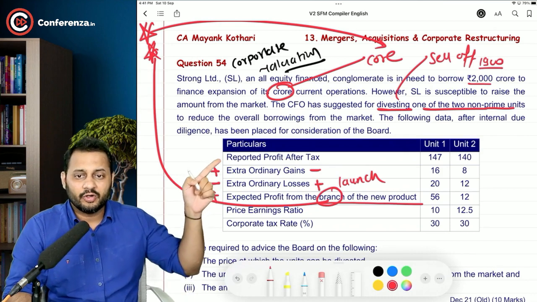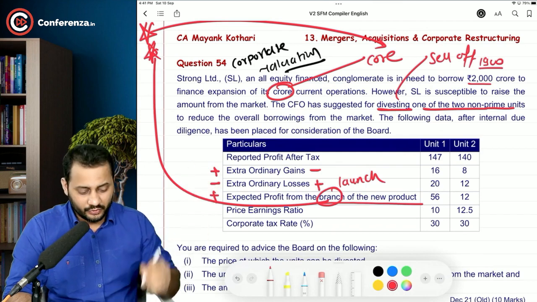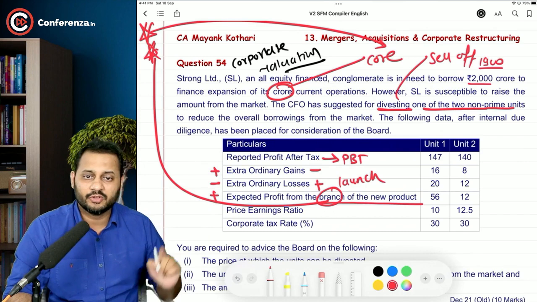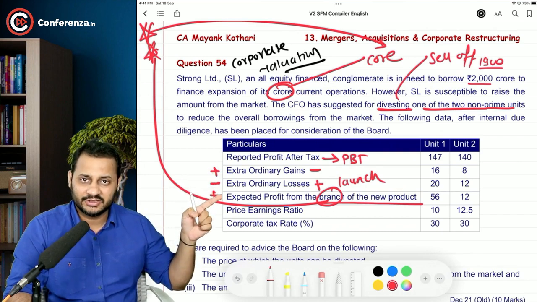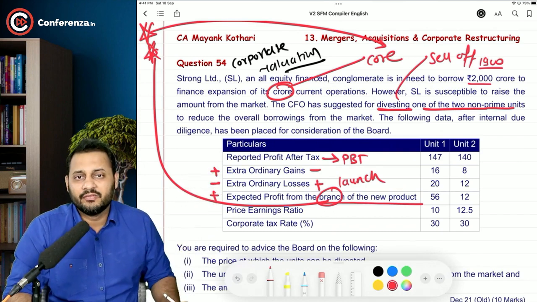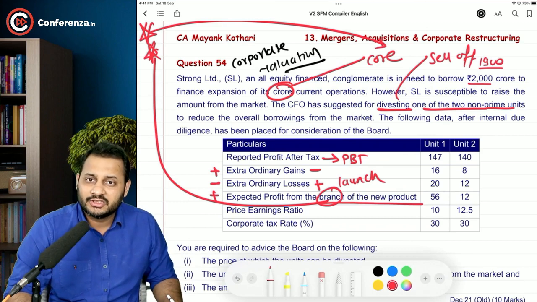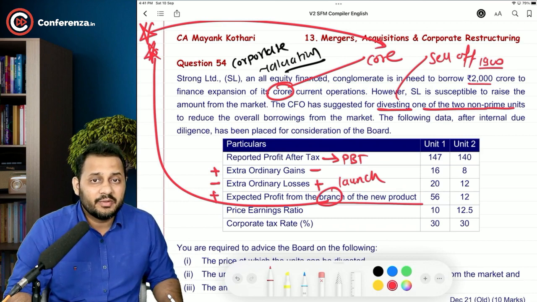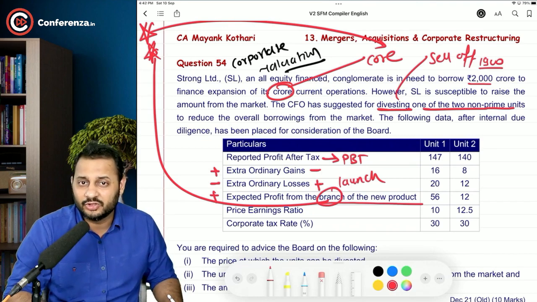Okay, but before all this adjustment, we are going to convert this profit after tax into profit before tax, right? Because in profit before tax, these things will be adjusted. Now, P ratio is given to us. In the previous questions in the corporate valuation chapter, we have been given the earnings capitalization rate. In this question, earnings capitalization rate is not given.